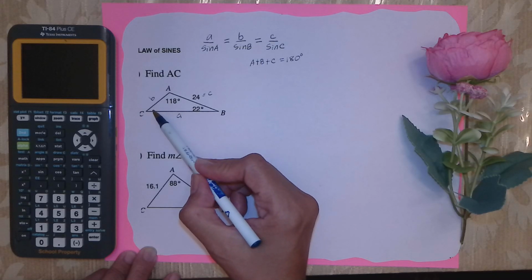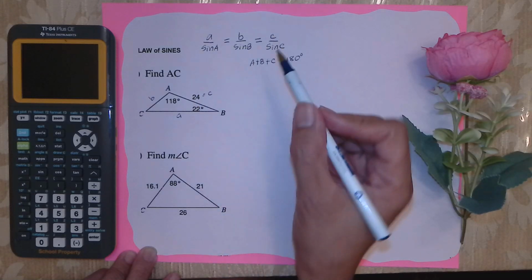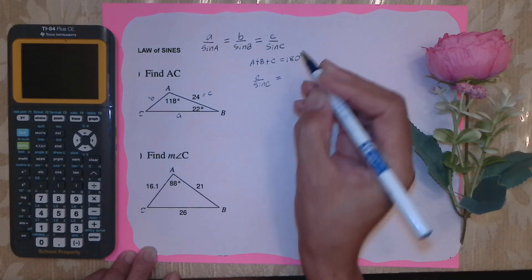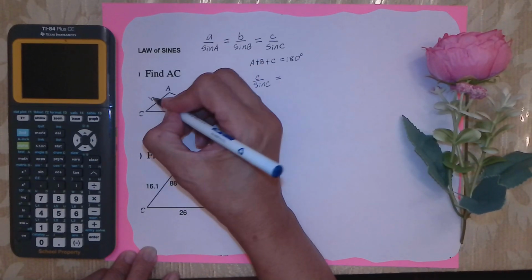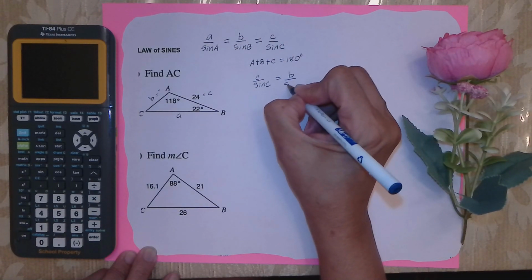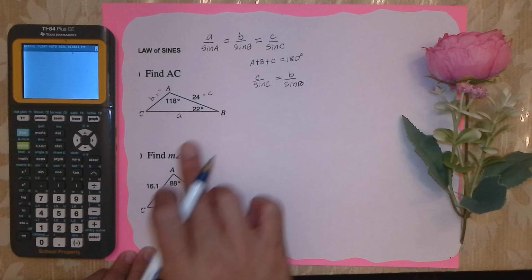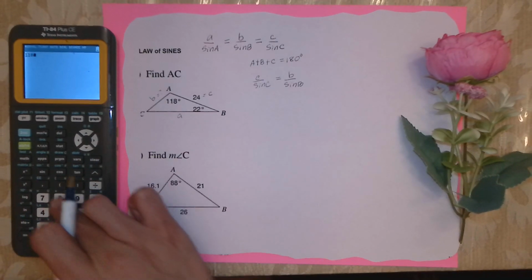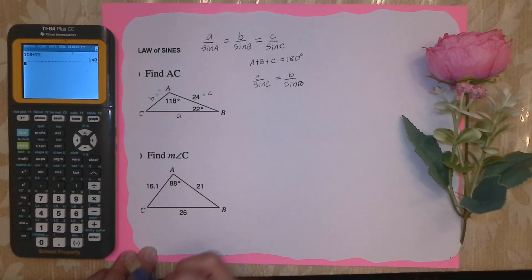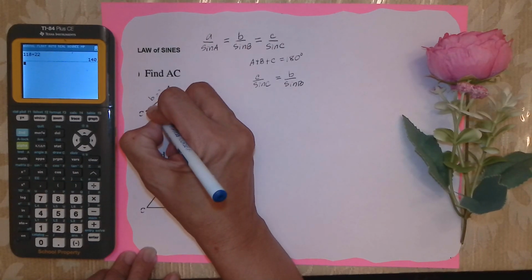So if we know this angle here, we know the pair of angle and side here. So we can write the formula like c over sine C, and that is equal to, the one being asked for is AC or the side b, so b over sine B. Let's find first the angle C. Let's add 118 plus 22. It sums up to 140, and 140 subtracted from 180 gives you 40 degrees.